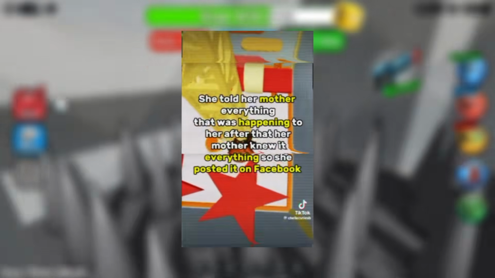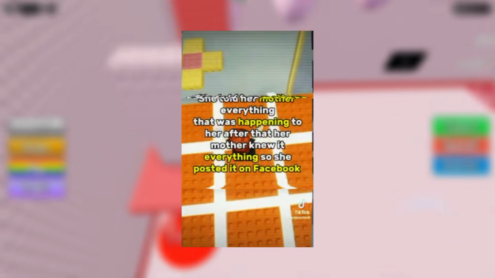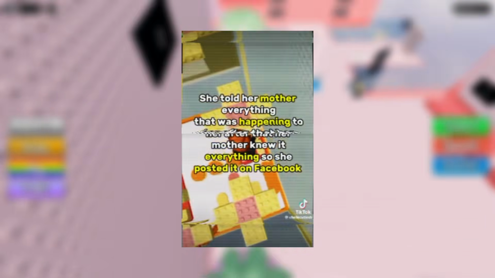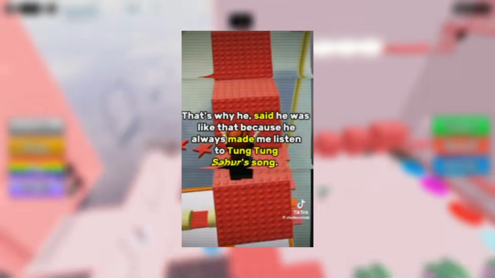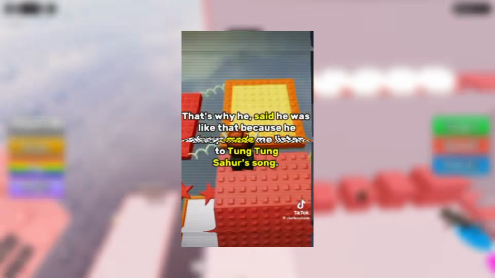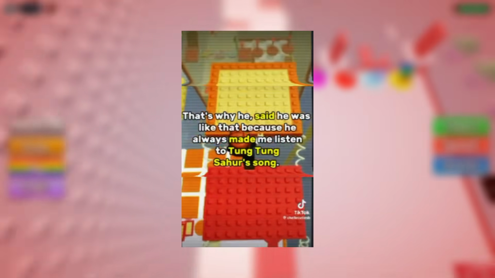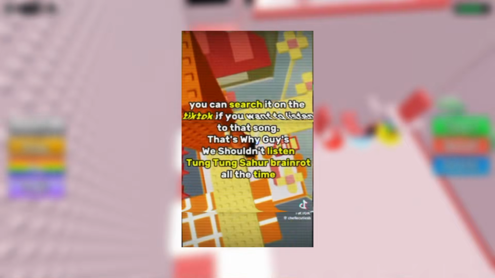He told his mother everything that was happening to him. After that, his mother knew everything, so she posted it on Facebook. That's why he was like that, because he always made me listen to the Tung Tung Sahur song. You can search for it on TikTok if you want to listen to that song.